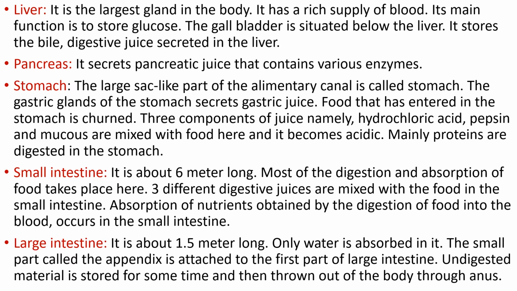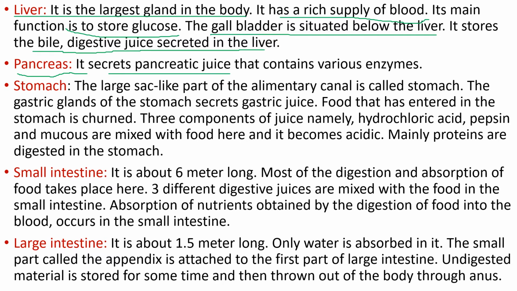Next gland is the liver. It is the largest gland in the body. It has a rich supply of blood. Its main function is to store glucose. The gallbladder is situated below the liver. It stores the bile, a digestive juice secreted in the liver. Next gland is the pancreas. It secretes pancreatic juice that contains various enzymes which are necessary in food digestion.